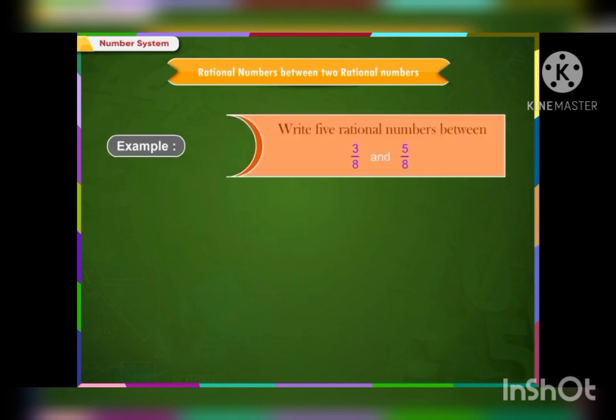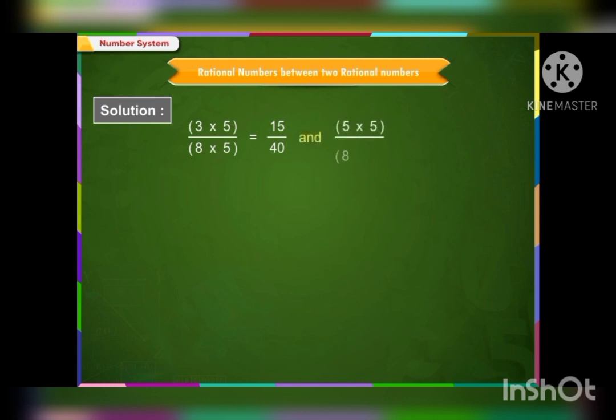Let us understand this concept better. We want one example. Write 5 rational numbers between 3 by 8 and 5 by 8. Let us make equivalent fractions of 3 by 8 and 5 by 8 by multiplying the rational numbers by 5. 3 into 5 by 8 into 5 equals 15 by 40. 5 into 5 by 8 into 5 equals 25 by 40.